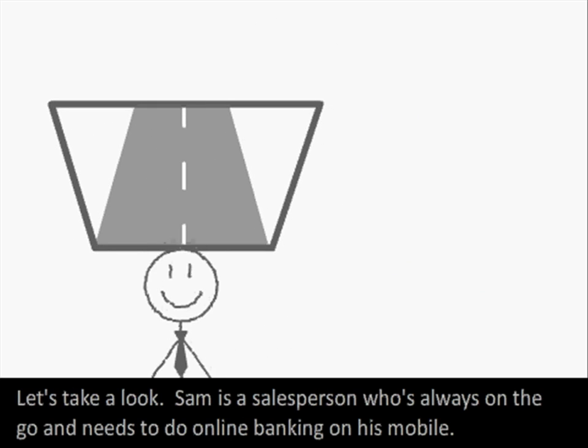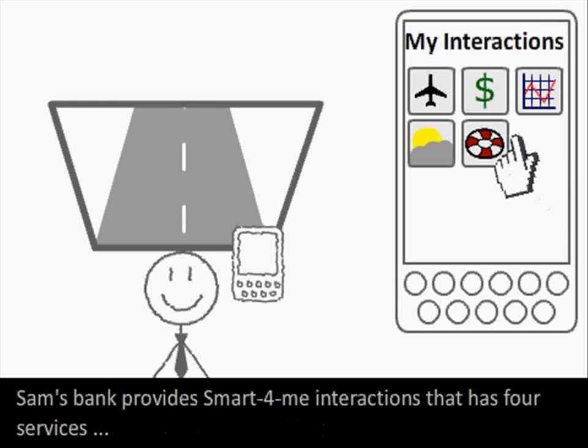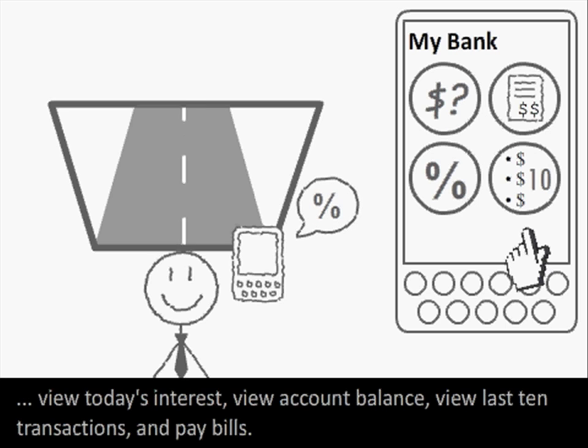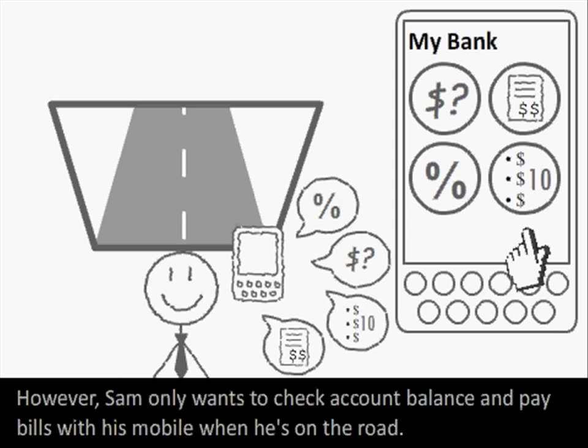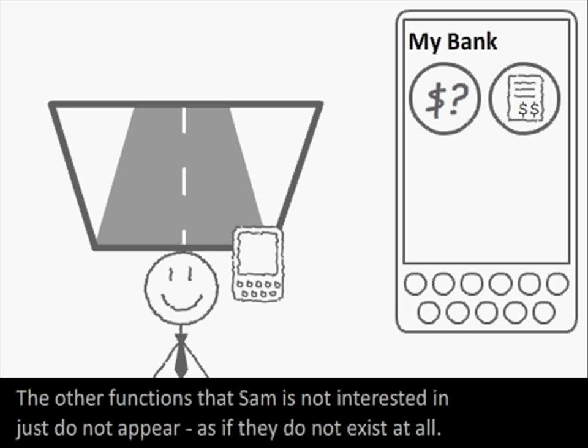Let's take a look. Sam's a salesperson who's always on the go and needs to do online banking on his mobile. Sam's bank provides Smart-4-me Interactions that has 4 services: view today's interest, view account balance, view last 10 transactions, and pay bills. However, Sam only wants to check account balance and pay bills with his mobile when he's on the road. Sam sets up his Smart-4-me Interactions so that only view account balance and pay bill interactions are available. The other functions that Sam is not interested in, like view today's interest and view last 10 transactions, just do not appear, as if they do not exist at all.